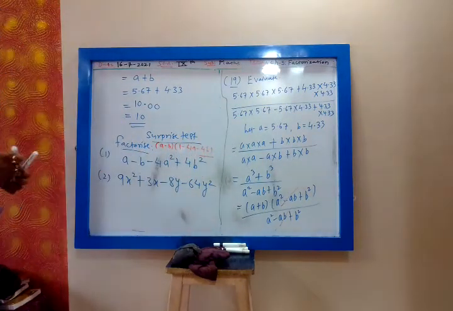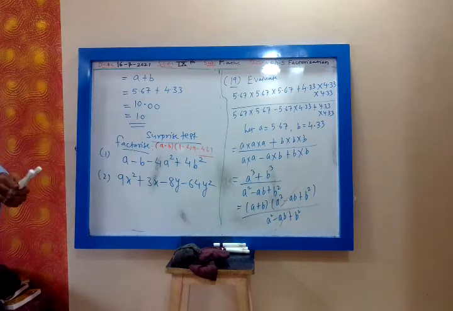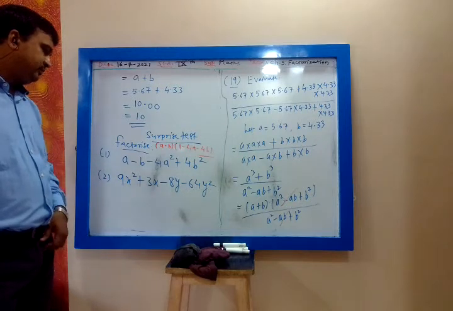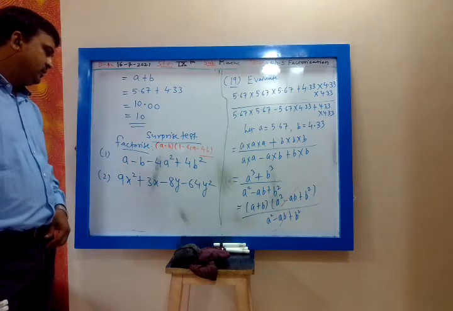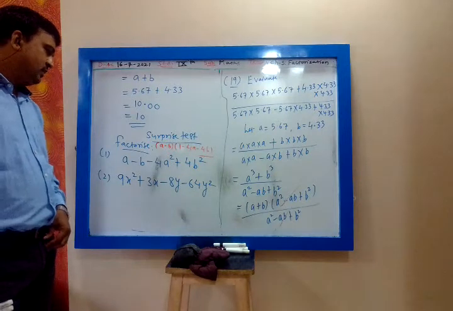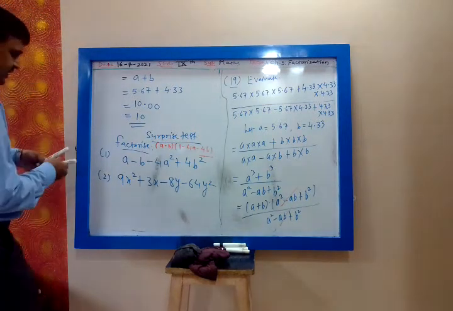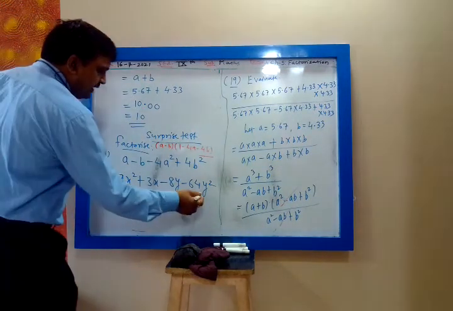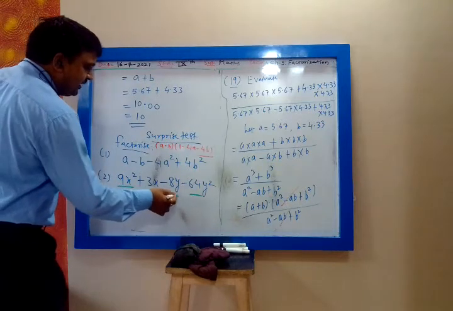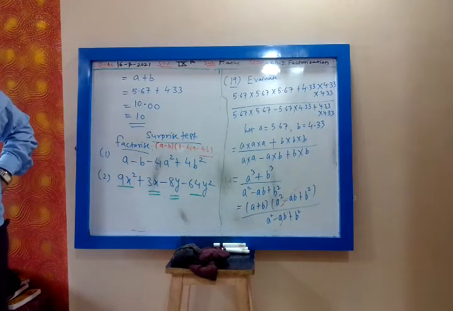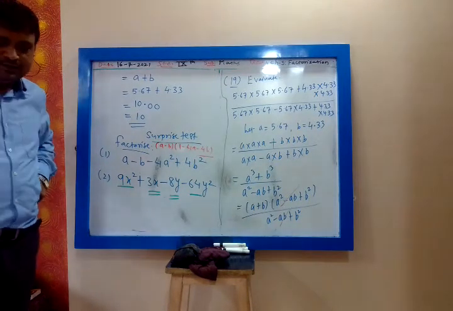Go for the next, second one. In this, you will take 3x common. This 9x square and 64y square you will take together. 3x and 8y you will write together. Okay, very good. Do it fast. Get the answer. One minute is left.